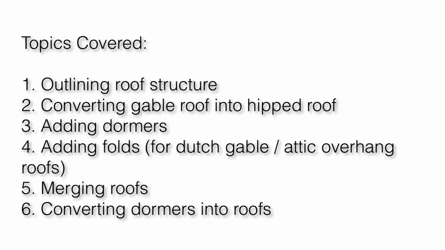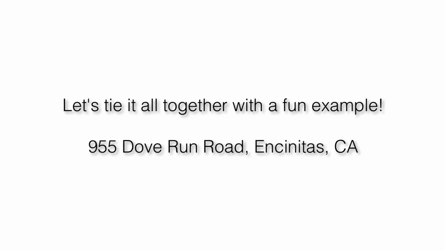So by now we've covered quite a few topics. We've shown you how to outline a roof surface, we've shown you how to convert a hipped roof default into a gable roof, we've shown you how to add dormers to a roof, how to add folds, how to merge together two different roof surfaces by using smaller rectangles, and by converting dormers into roofs. Believe it or not, you're pretty much an expert at Aurora. You don't believe me? Let's try this really complicated address, at least on the surface of things.